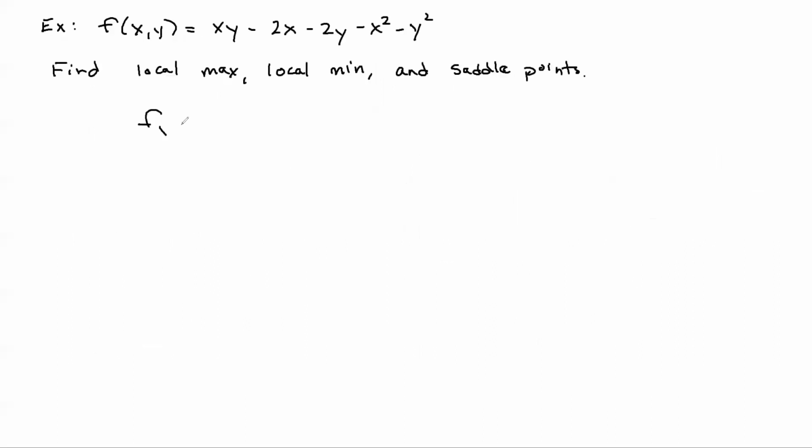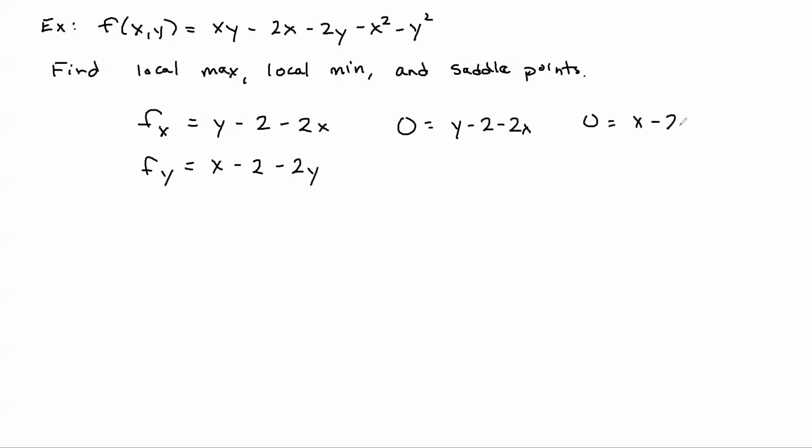So partial with respect to x, derivative of xy with respect to x is going to be y minus 2 minus 2x. Partial with respect to y, derivative of xy with respect to y is going to be x minus 2 minus 2y. Set these equal to 0. 0 equals y minus 2 minus 2x. 0 equals x minus 2 minus 2y.